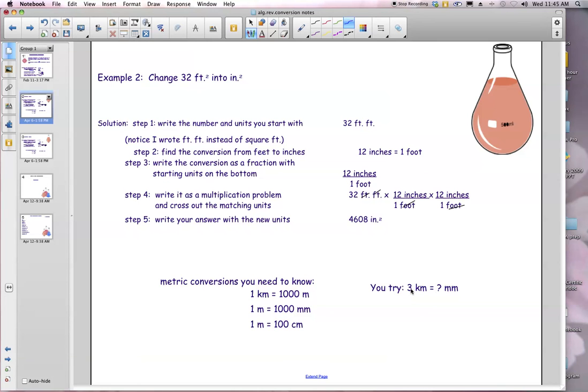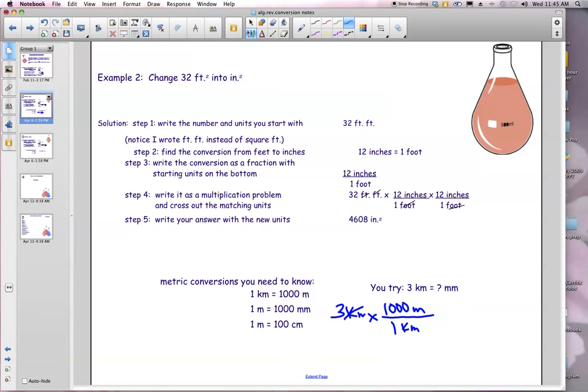You start with what you know. For example, we're starting with 3 kilometers, and we want to change it into millimeters. So if we start with 3 kilometers, and then we're going to find our conversion. And we don't have one specifically that says kilometers to millimeters, but we do have one that would take us from kilometers to meters, and then a second one that would take us from meters to millimeters. So we're going to start with the first one, and we're going to convert kilometers to meters. So I'm going to put the kilometers on the bottom, and that's equal to 1,000 meters.